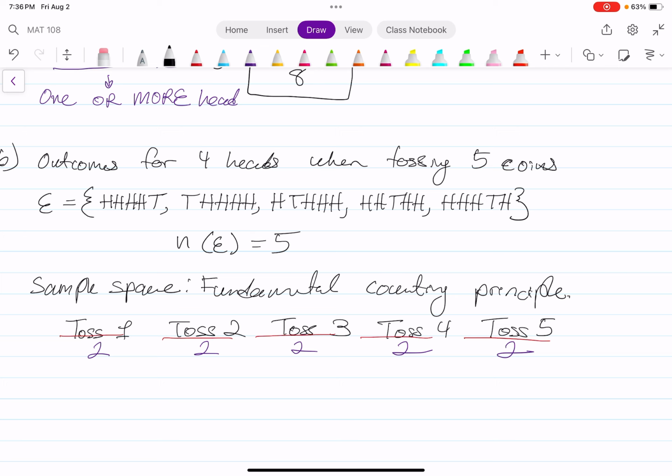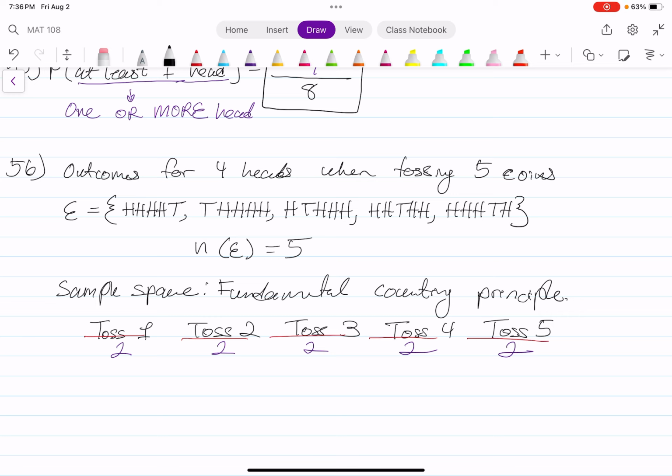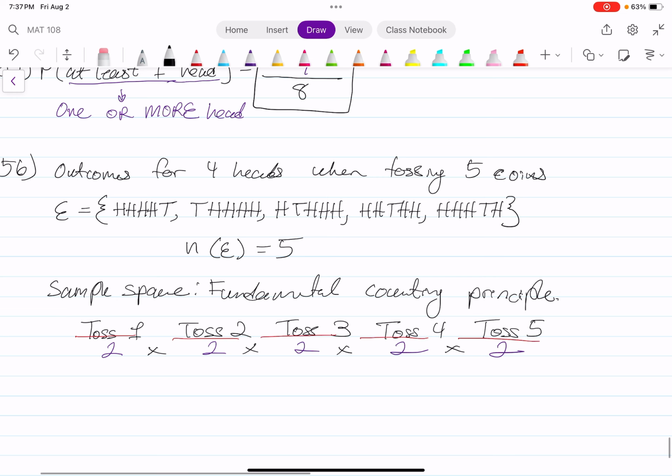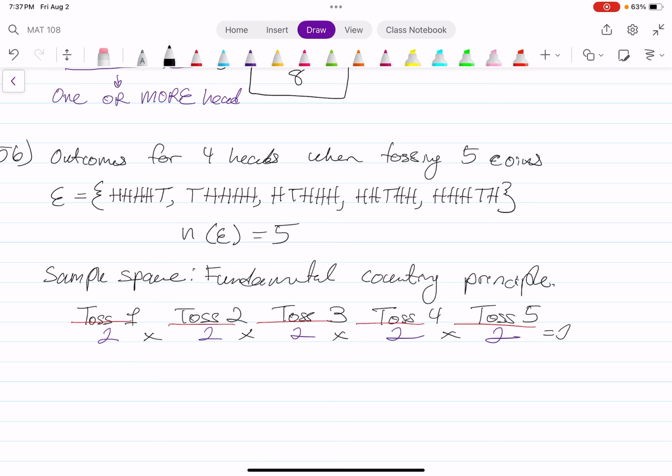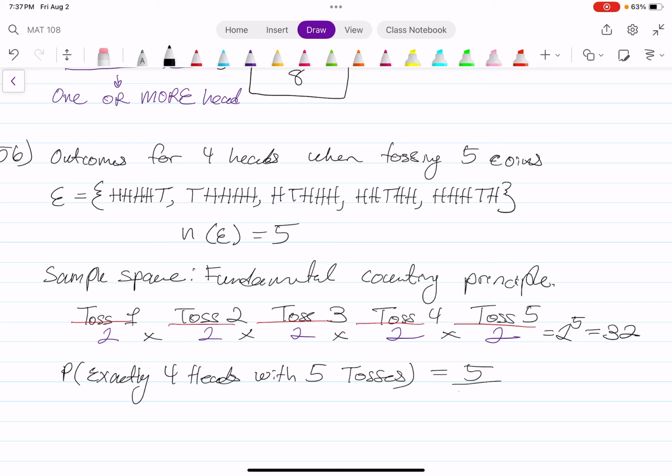Therefore, to find the number of outcomes we have when we toss a fair coin 5 times, we can multiply the options for each of the events. So that's going to equal 2 to the 5th power, which is 32. Therefore, the probability of exactly 4 heads with 5 tosses equals 5 over 32.